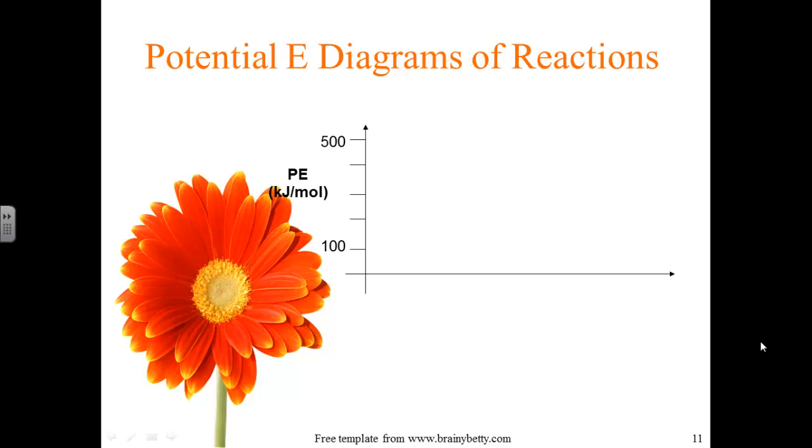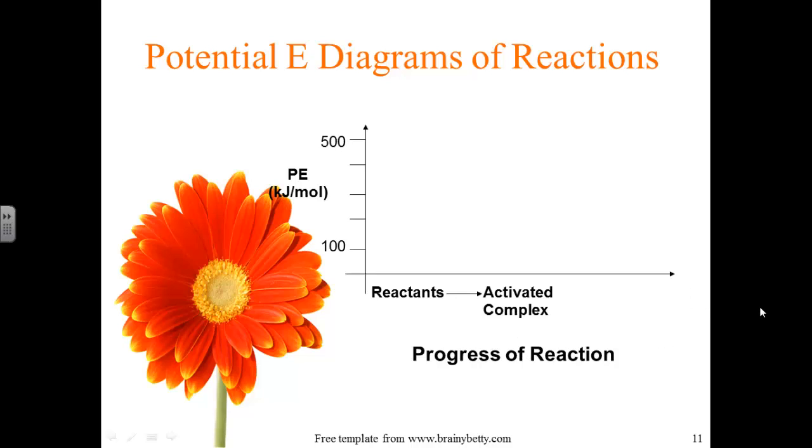We have potential energy in kilojoules per mole on the y-axis. And just like last spring, we have the progress of the reaction on the x-axis. That means we're going to start with our reactants on the left and progress to our products on the right. We have reactants. In the middle, we have the activated complex. Remember, that's partway through the reaction, a half broken, half formed kind of molecule. And then on the right, we have the products.